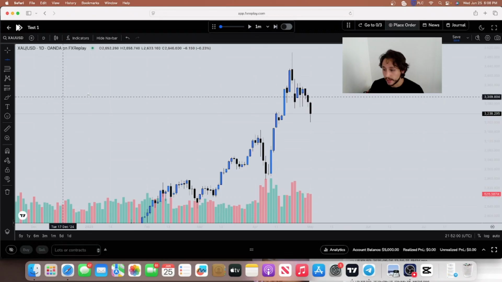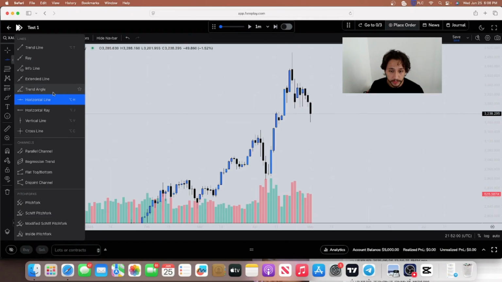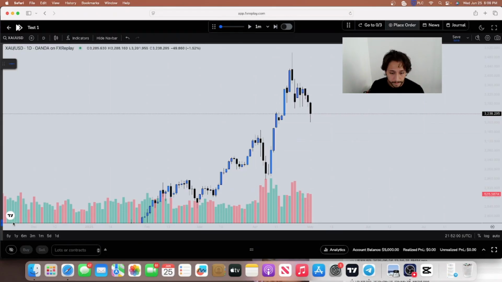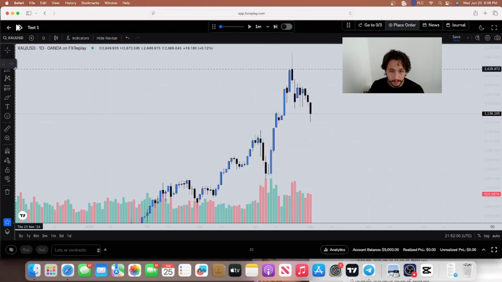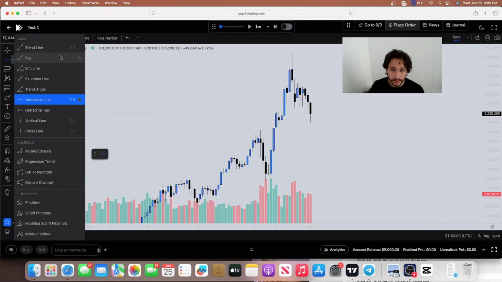Let's put a horizontal line here. Can I put this as favorites so I don't have to go back every time? Let's see. Never mind. Oh yeah, I can. So we have this one. Which other one do I use? I use a trend line sometimes. Horizontal line. Let's go over here.